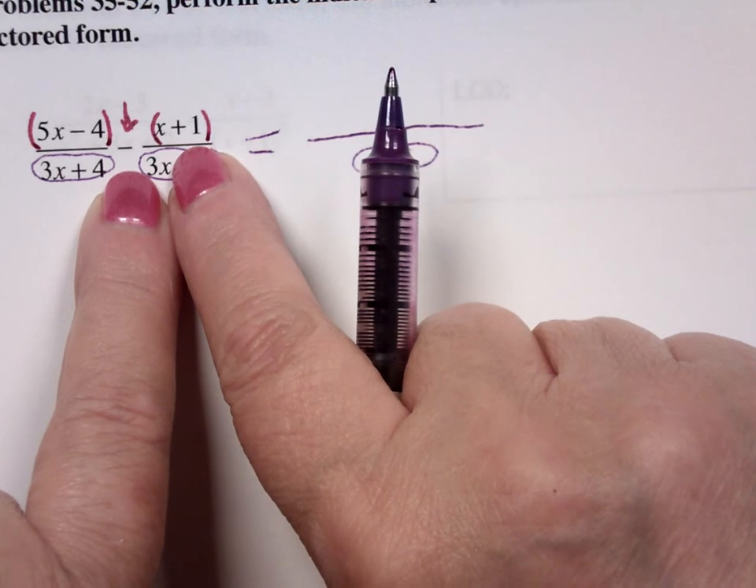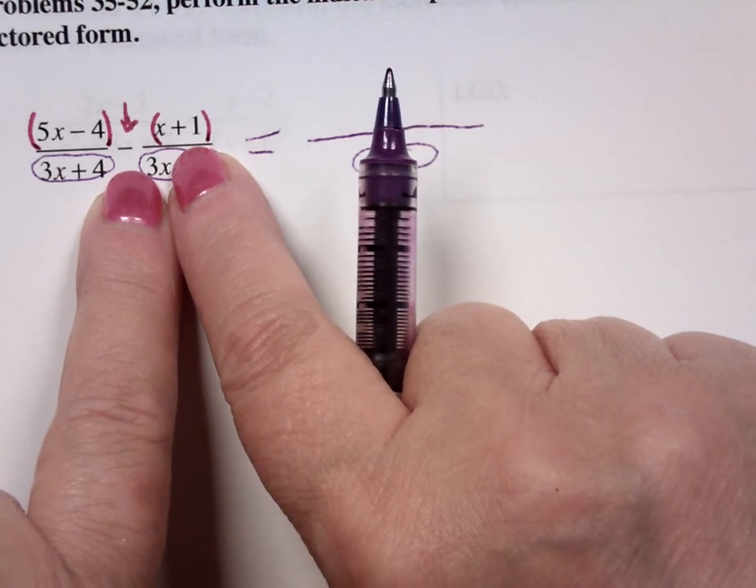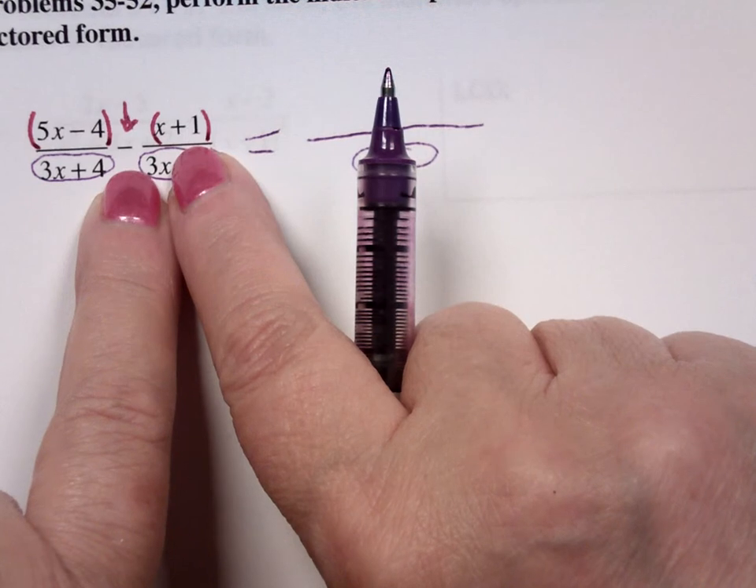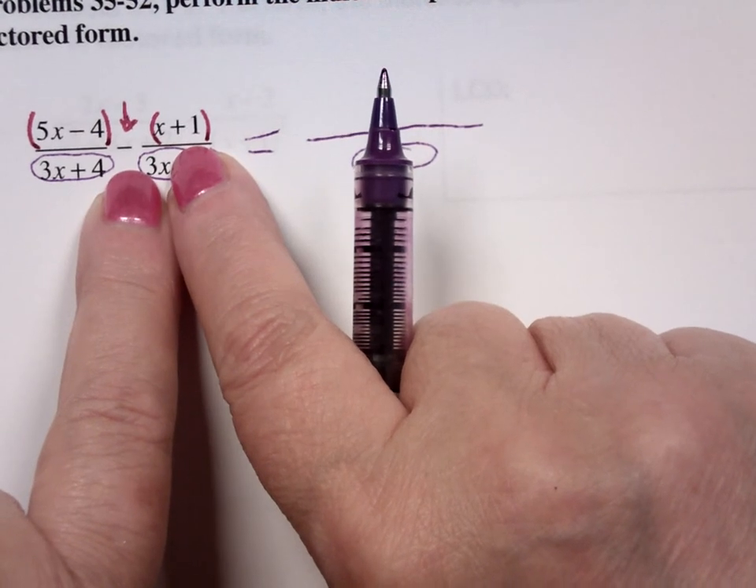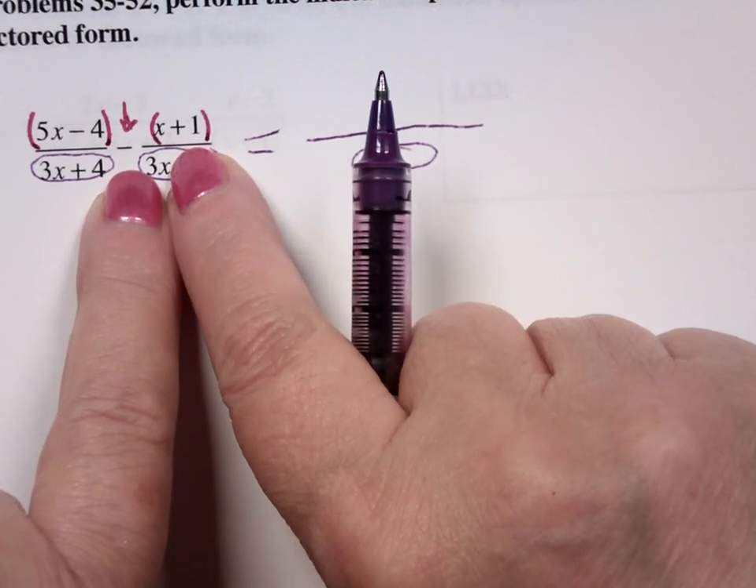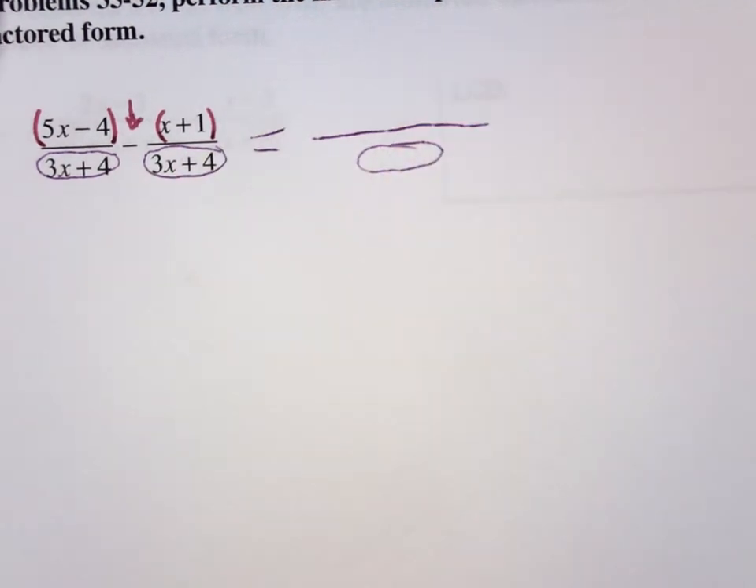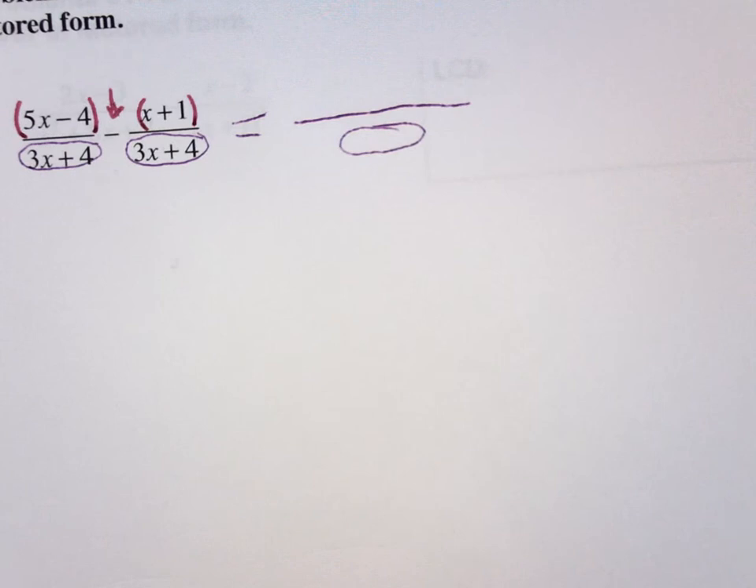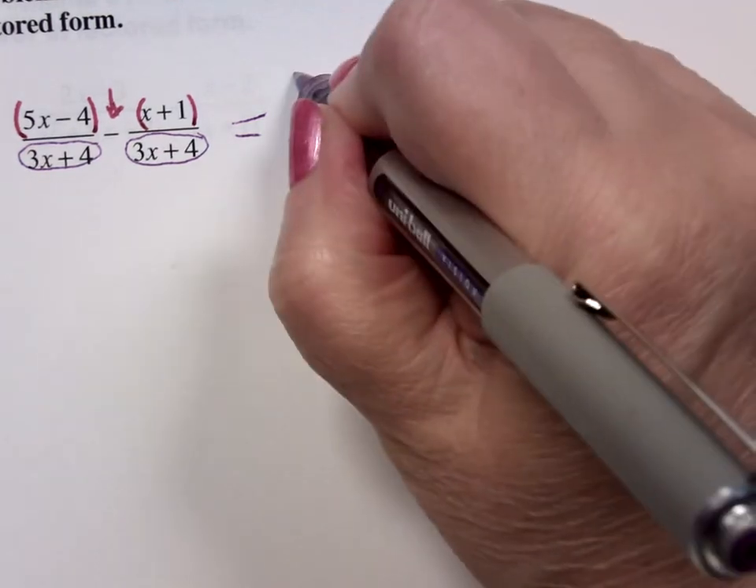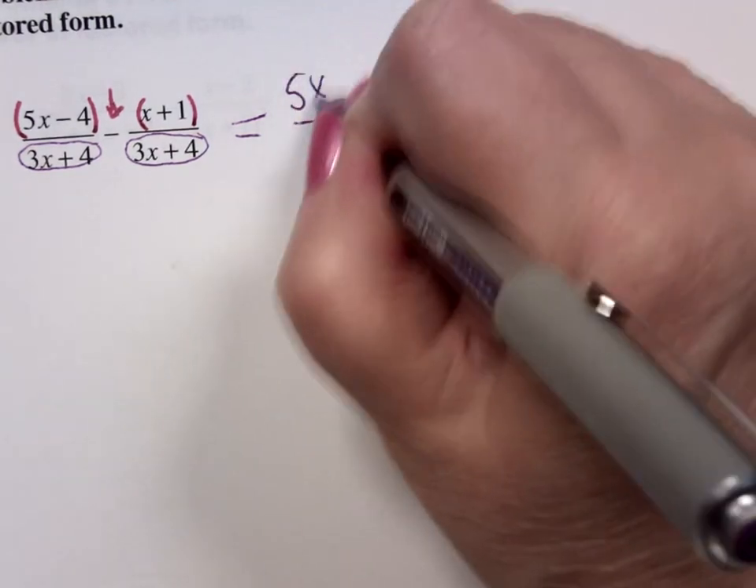You never do this step in your head. Never, ever, never, ever, never, ever. Because you'll make a mistake. Half the time you'll make a mistake. And sometimes you won't. But when you don't want to make a mistake is on an exam, because it throws everything off. So then this becomes 5x minus 4.